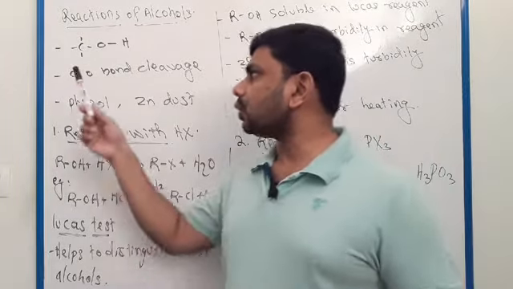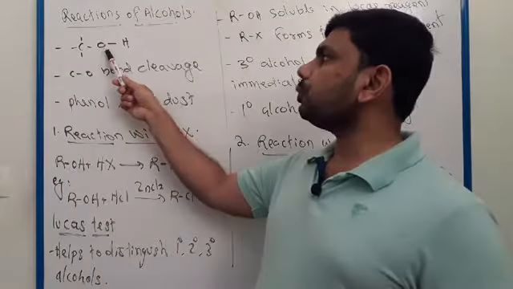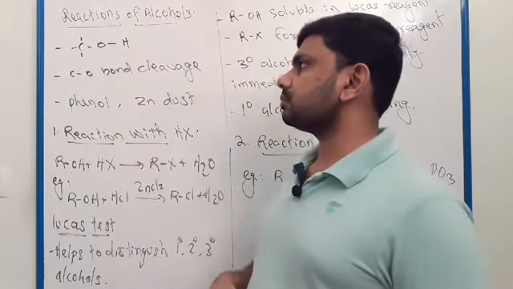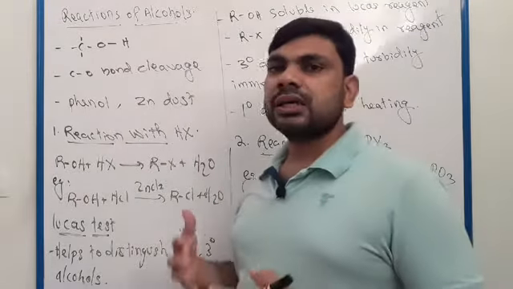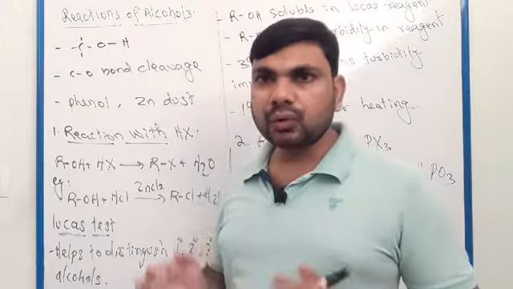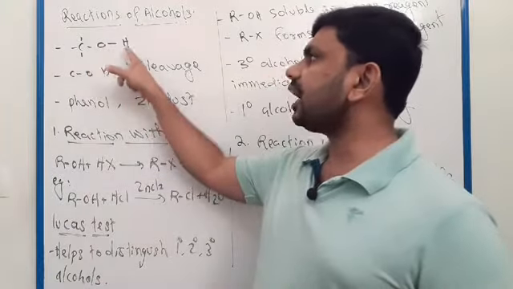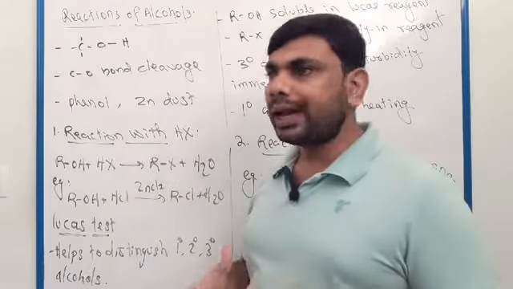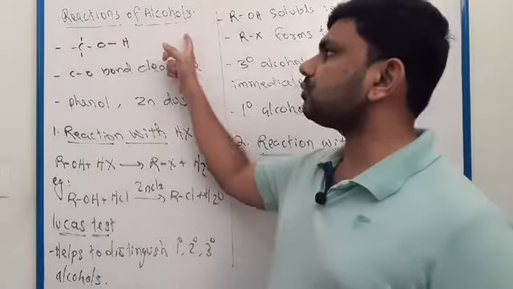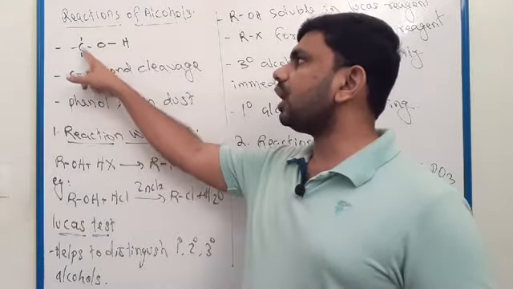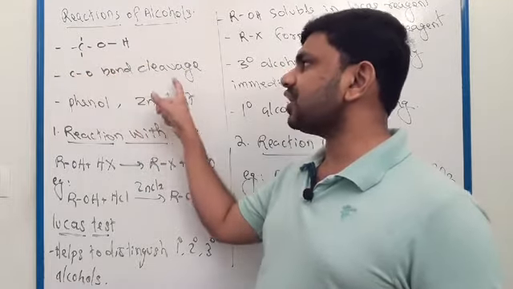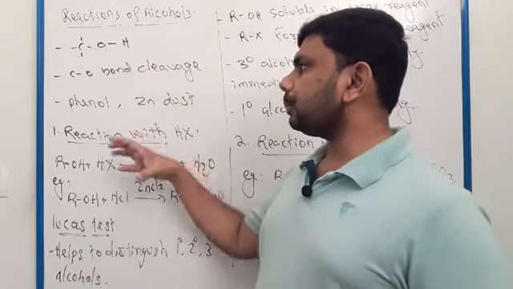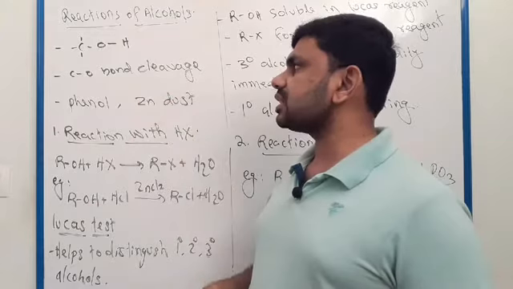Okay, we know the alcohol functional group is OH directly attached to a carbon atom. In the previous video we discussed chemical reactions of alcohol which involved oxygen-hydrogen bond breaking. Now we have to discuss chemical reactions of alcohol which involve carbon-oxygen bond cleavage or carbon-oxygen bond breaking.